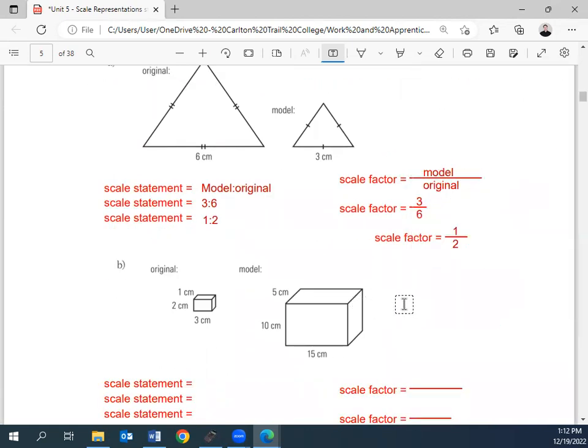Sorry, 9 to 24. 9, yeah, 9 to 18. Yeah, you bet, exactly.